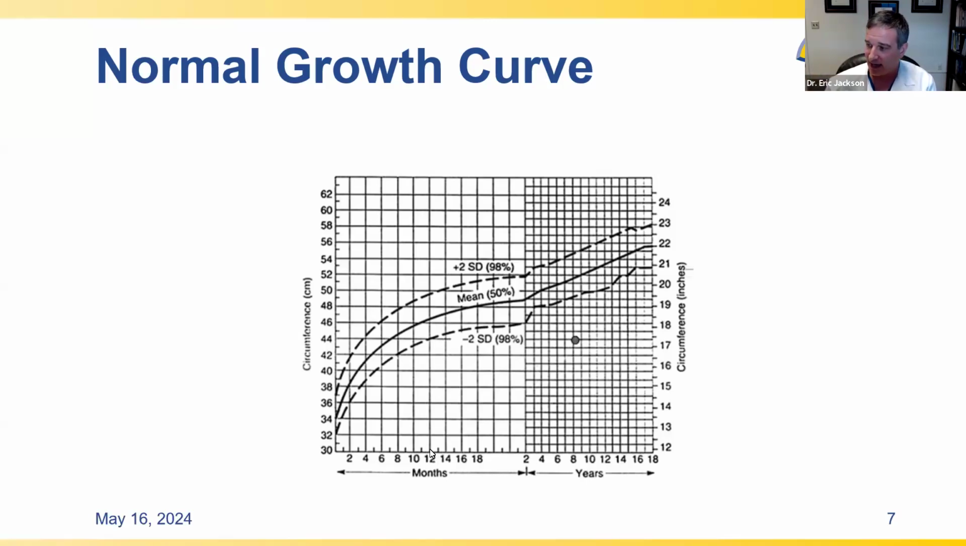If we look here at 12 months, just looking at average, you can see the average head at 12 months is between 46 and 47, and at birth, it's 34. So you're growing on average about 12 to 13 centimeters in the first year of life. If we look at 18 years of age, it's a little below 56.